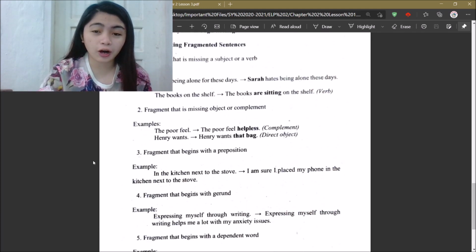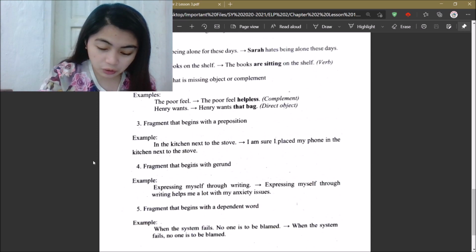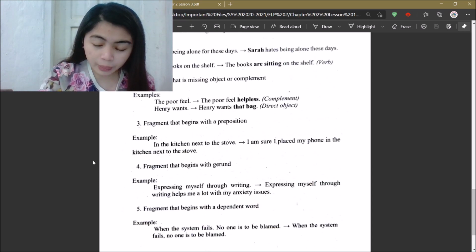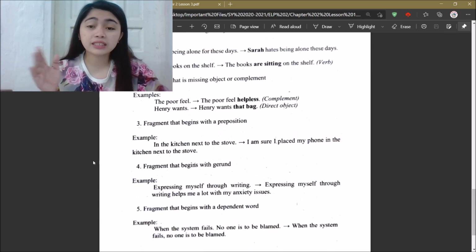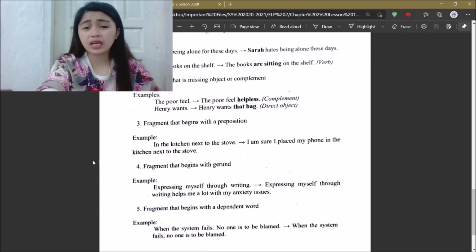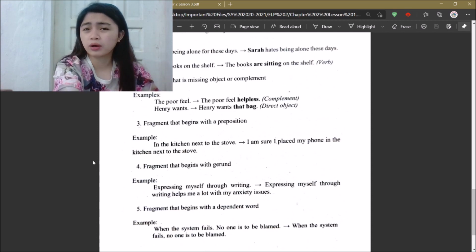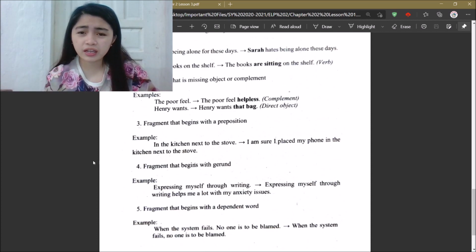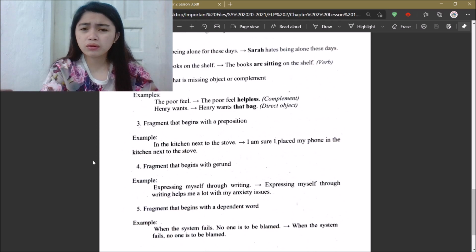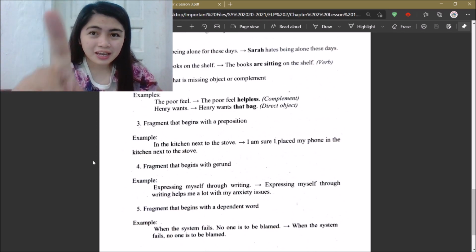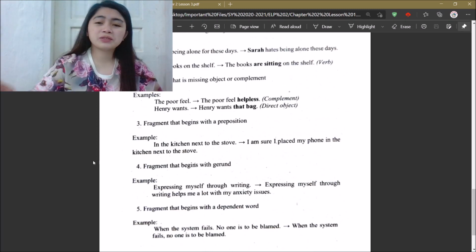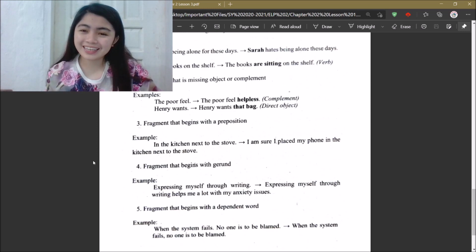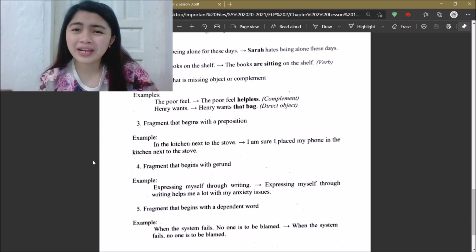Next, number two is fragment that is missing object, or complement. So what do we mean by complement? So complement are words that describe the subject of the sentence. So in this case, we have the subject, yung poor. The poor feel what? So, kung titingnan mo, meron na tayong subject, meron na tayong verb, which is the feel. So, ang kulang na lang is a complete thought. So, wala siyang sense kasi.